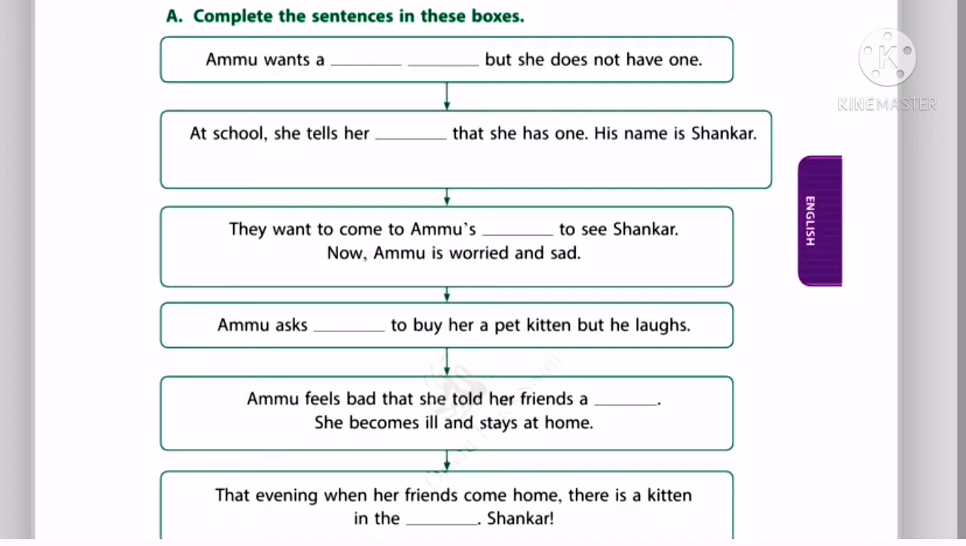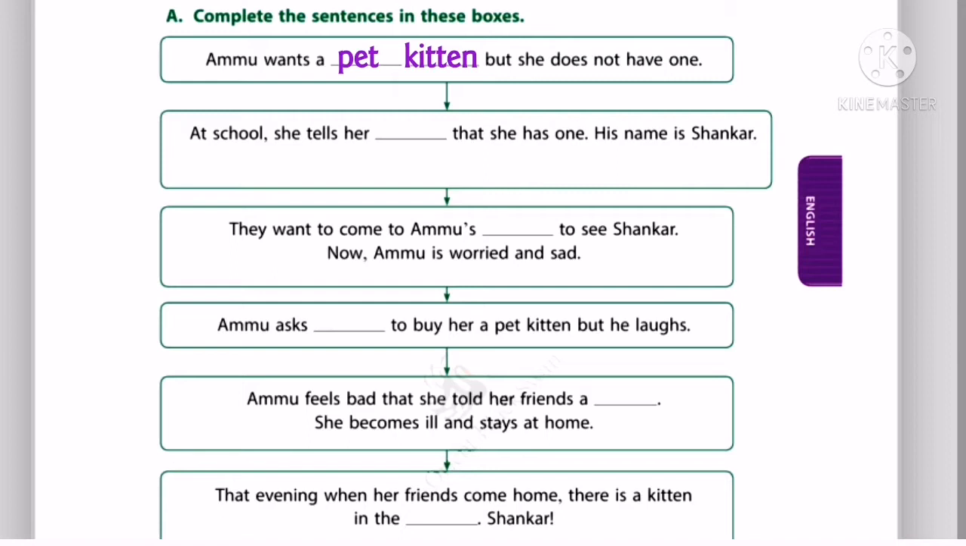Children, you have read the lesson, the story AMMU'S Kitten. So you can fill these blanks. Okay, let's start. Ammu wants a dash, but she does not have one. What is the missing word here? Ammu wants a pet kitten. Very good. Ammu wants a pet kitten, but she does not have one. Next, at school, she tells her dash that she has one. His name is Shankar. What is the missing word here?